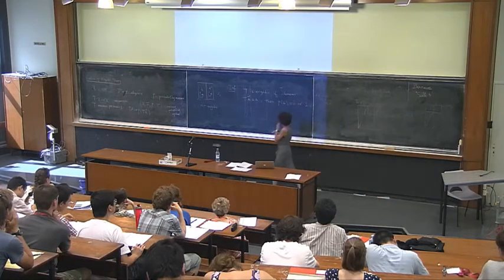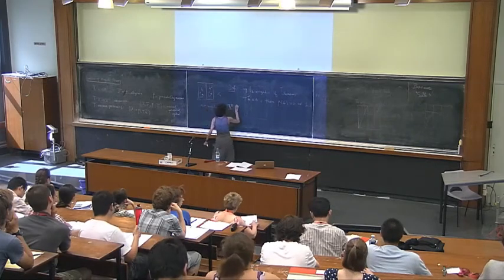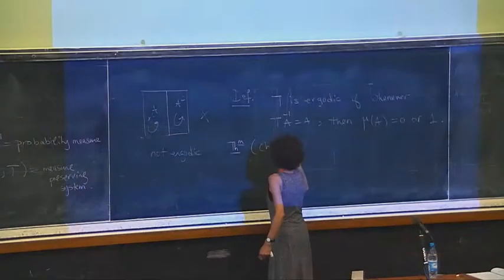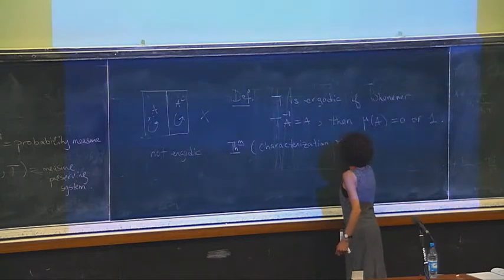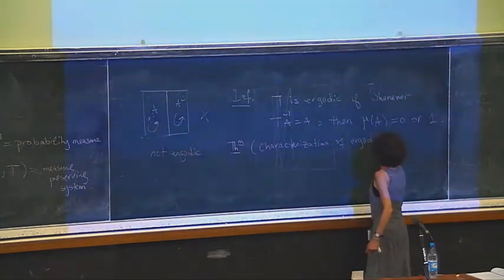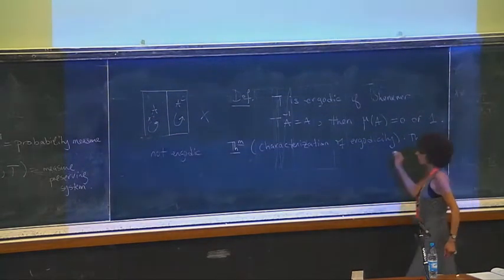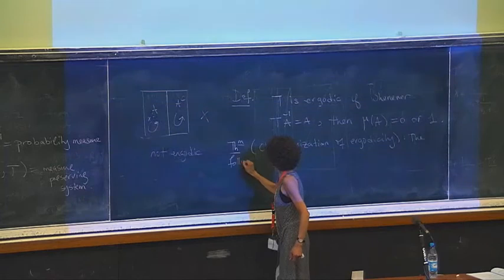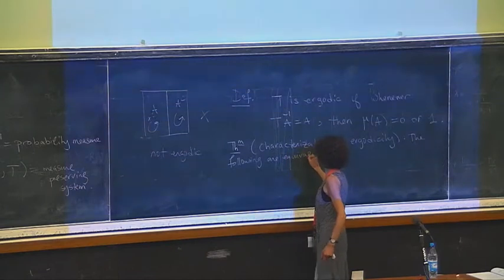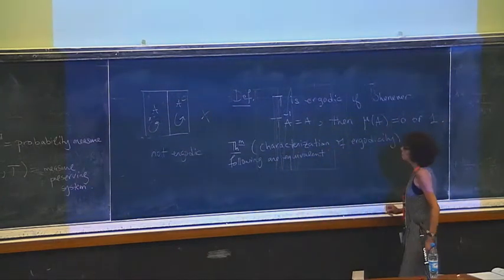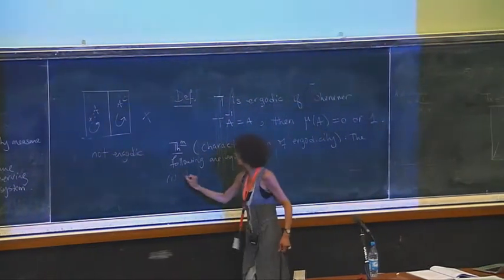So maybe I write it here, a theorem or proposition. And this gives you several characterizations, and not all of them, but I'll just list 5, I think. Okay, so let's just say the following are equivalent. The first one is that T is ergodic in the sense of the definition.